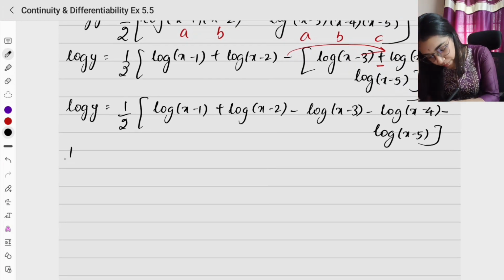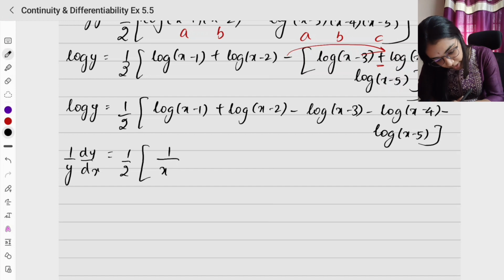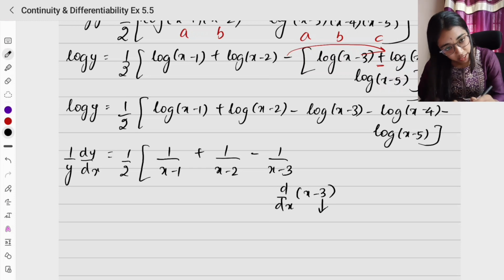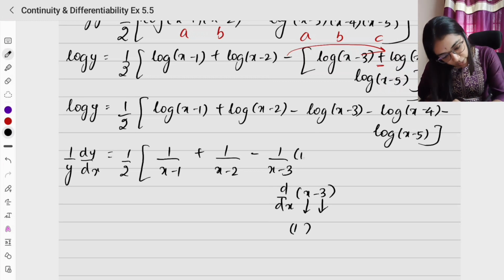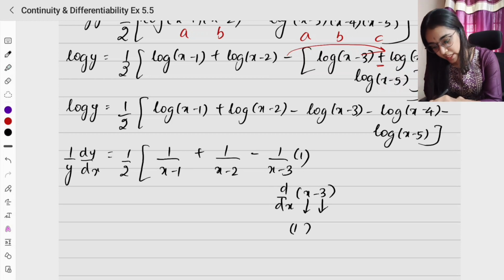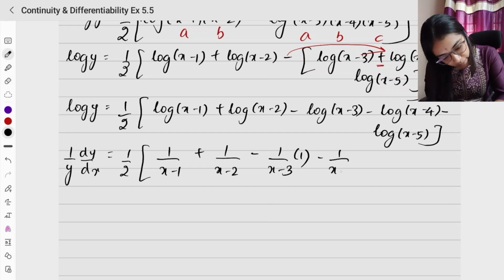So on the LHS, what will be there? 1 by y times dy divided by dx equals half of, log x's derivative is going to be 1 by x. So here I have 1 divided by x minus 1 plus 1 divided by x minus 2 minus 1 divided by x minus 3. I also have to do d by dx of x minus 3. So d by dx of x minus 3, and 3 is a constant, derivative is going to be 0. X is a function of x, so d by dx of x is simply going to be 1. So this is basically 1 by x minus 3 times 1. Okay, and we did not write the 1. It is built inside it, so we are not writing that.